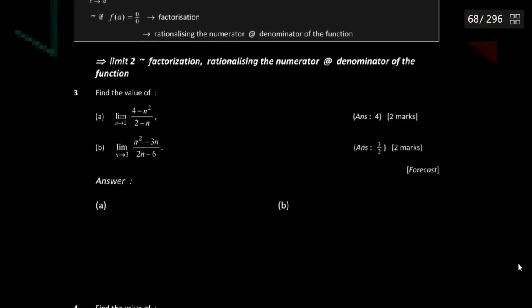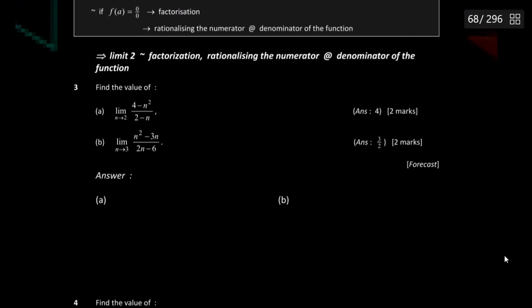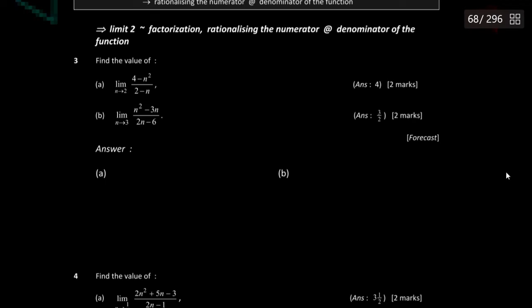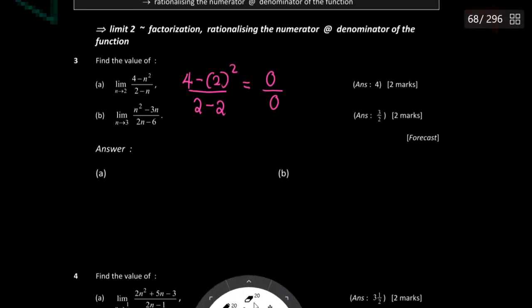Now let's move on to something where you need factorizing, or you need to rationalize the numerator or the denominator. Let's look at this one. If I substitute 2 inside, you see below you get 0, up also you get 0. 0 over 0, what does it mean? Nothing, right? So you cannot get your answer. Therefore, you need to do some changes.